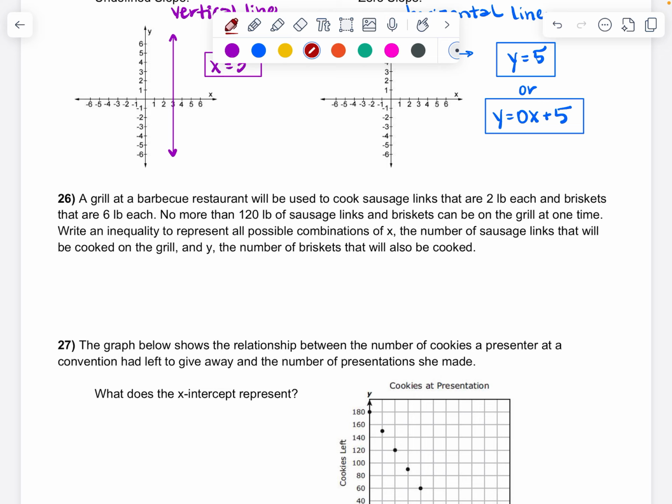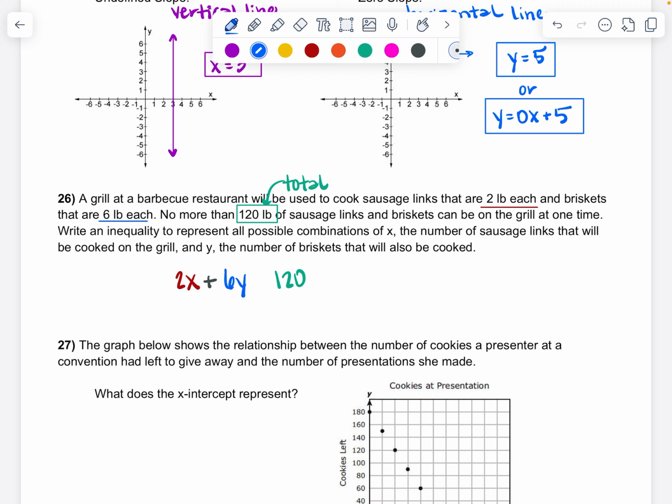Okay, so it looks like everything's about pounds here, right? So 2 pounds each on the sausage, so that's going to be 2x. And then it says briskets are 6 pounds each, so plus 6y. And then, of course, we are given the total, which, we've talked about this recently, is how we know our equation's going to be in standard form.